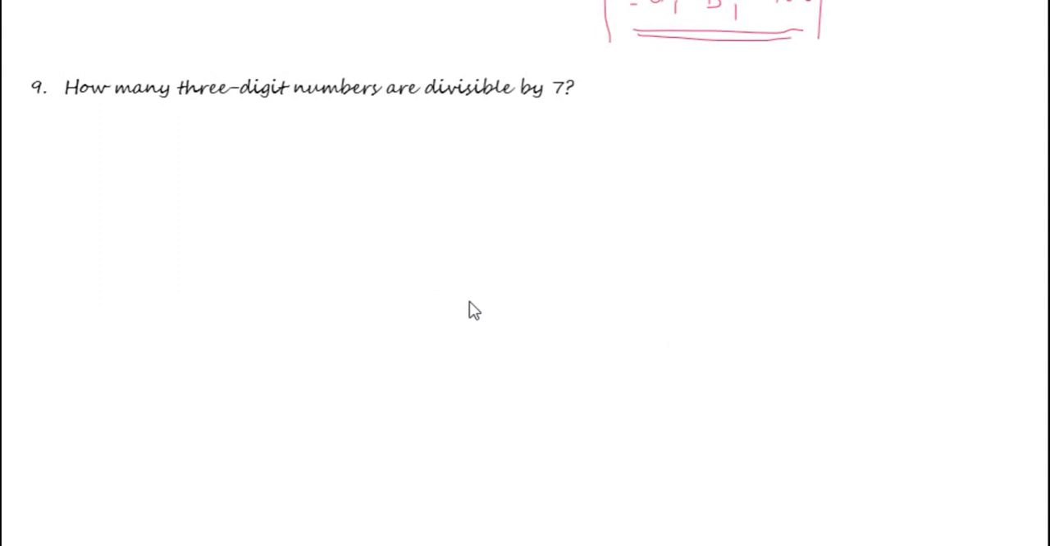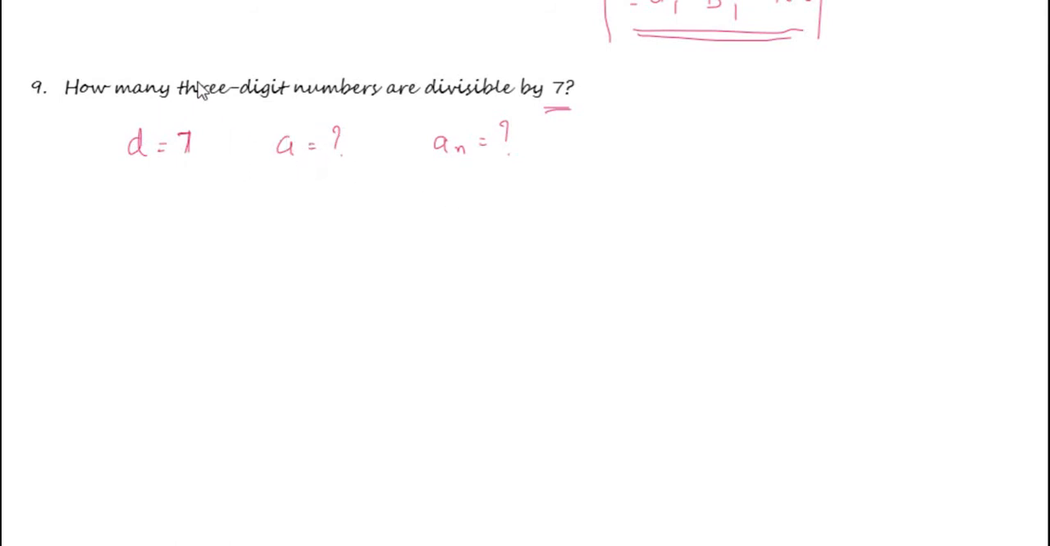How many 3-digit numbers are divisible by 7? Here we have only one data. It is divisible by 7. So D equal to 7. The numbers differ by 7. D equal to 7. We don't know A. We don't know the last number also. We don't know the initial term. We don't know the last term. But we know D. Let us find out the first term.